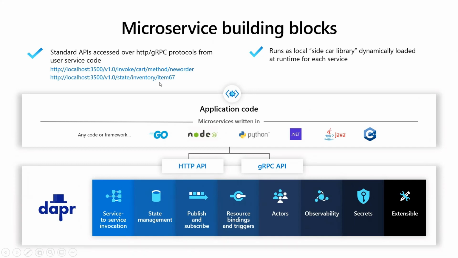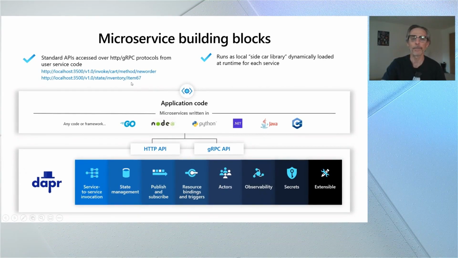I can retrieve state and key-value pairs from a particular state store. And importantly, although we have HTTP and gRPC APIs, we also provide higher-level abstractions for particular SDKs that make it more productive for you as a developer, if you know you just want to stay as a Python developer or a Java developer or a .NET developer. So how does Dapr achieve all this?